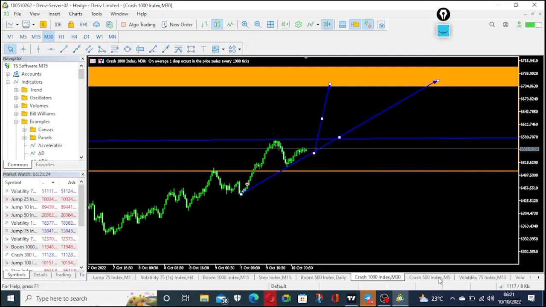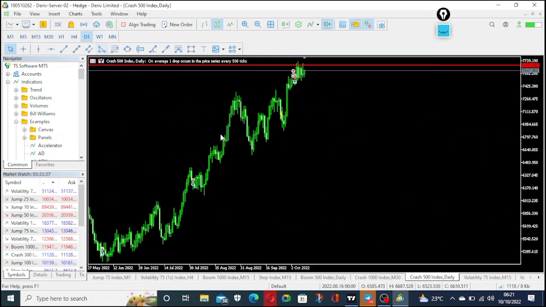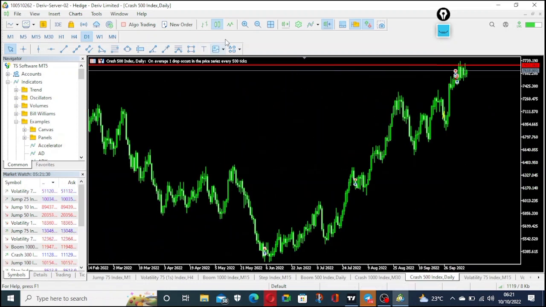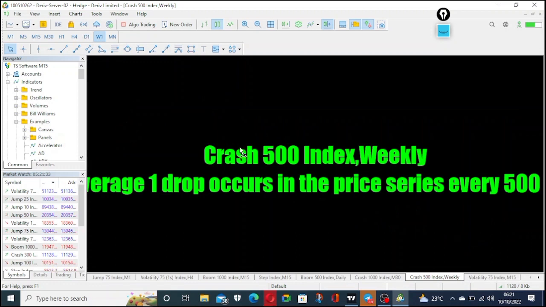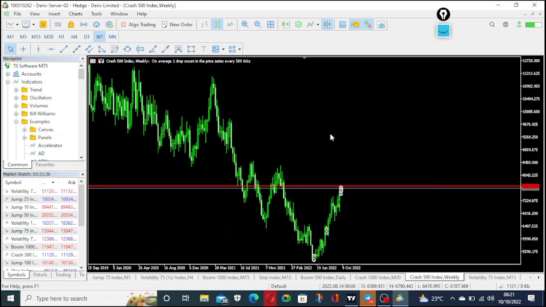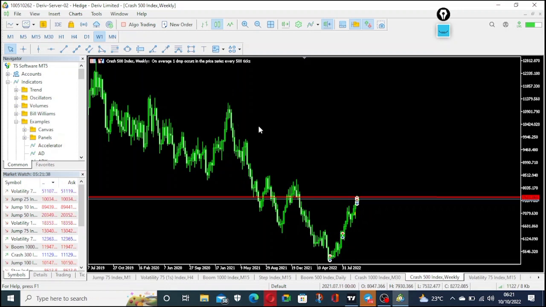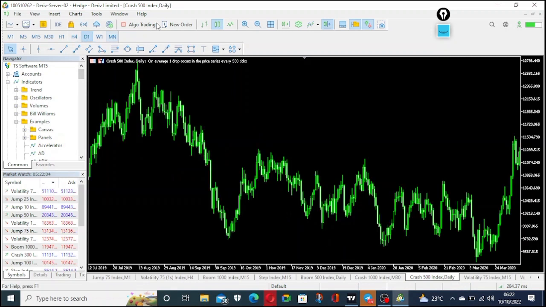So we want to see Crash 500 and know what is happening. Looking at this weekly time frame, you could see a move here and a break. I think it is in a very important zone on the weekly time frame. Crash 500 is in a very important zone here, and we're expecting a kind of reaction within this level. So we have to go to the lower time frame.